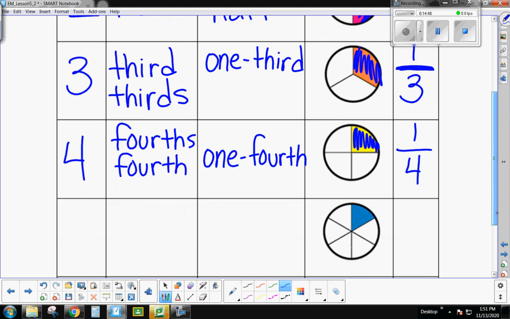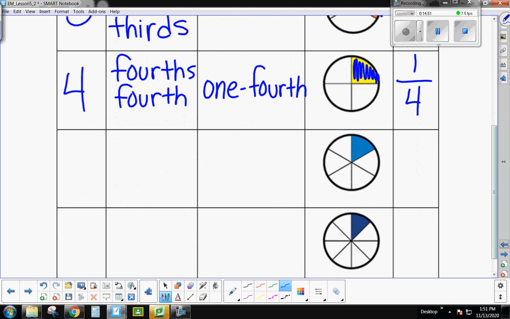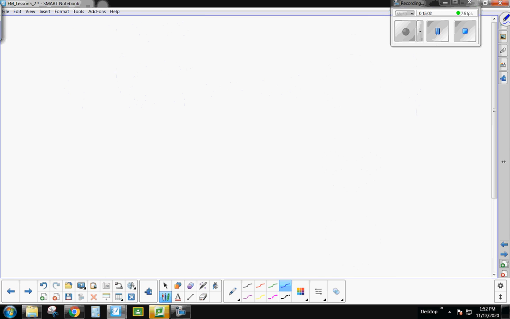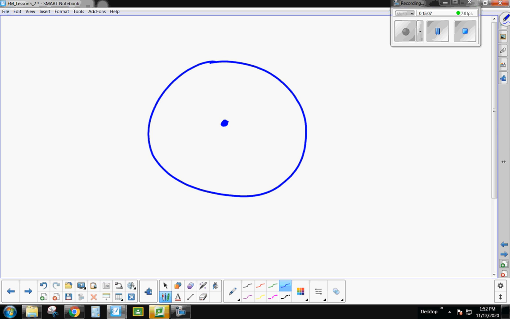All right, so now this one here, let's look at how many equal parts it has. 1, 2, 3, 4, 5, 6 equal parts. So I'm going to give you a little tip on how to draw that circle. When I draw 6, I like to start with my thirds. So I just do just like I do with my thirds. And then I take each of those thirds and divide them in half. And that will make 6 parts. 1, 2, 3, 4, 5, and 6.